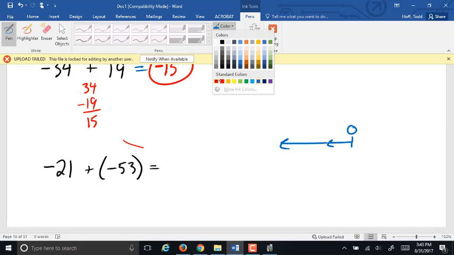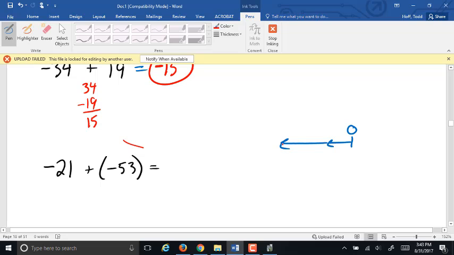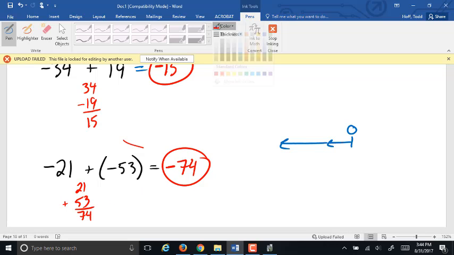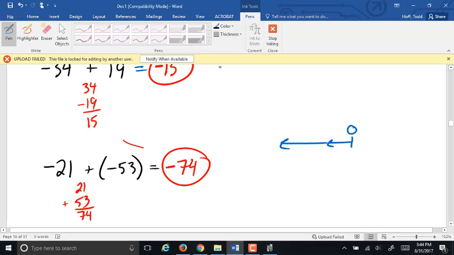What this tells me, my answer is obviously negative because I'm on the negative side of 0. Both vectors go in the same direction. So rather than working against each other, they build on each other. So that is 21 plus 53, which is 74. So that result is a negative 74. Keeping that picture in mind helps me figure out what I have to do with those numbers.